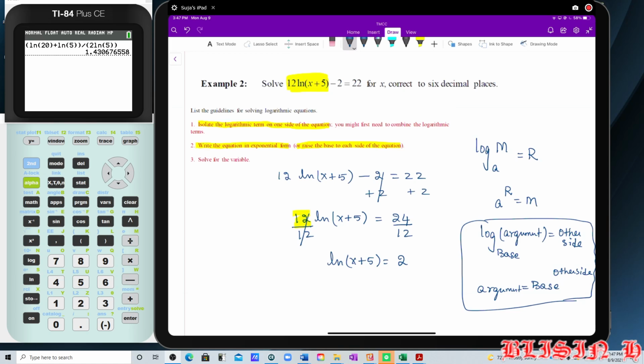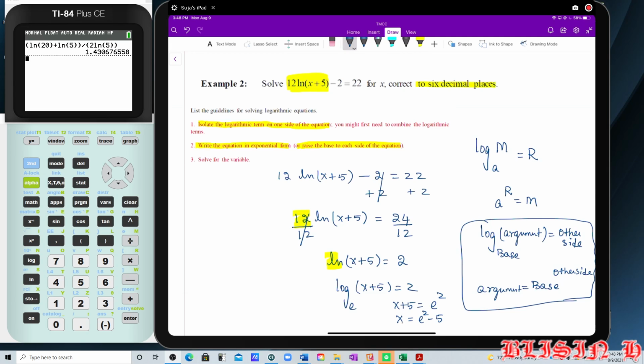So if I apply that here, when I see this ln, actually I'm seeing a log base e, right? So x plus 5 equal to 2. Therefore, this would be x plus 5 is equal to e squared. Now we all know e is a number, right? So x is equal to e squared minus 5. Again, it says rounded to 6 decimal places.